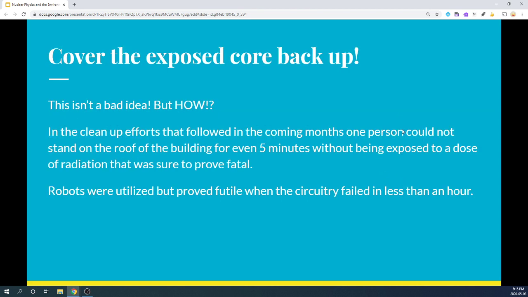Okay, so what do we do now? Well, we have to cover the core back up. And they're thinking about that right away, then and there. It's not a bad idea, but how is very important. In the cleanup efforts that followed, you couldn't stand on the roof of the building above the core without being exposed to a lethal dose of radiation for even 5 minutes. They tried robots, but very quickly the radiation ate through their circuits and the robots also failed.